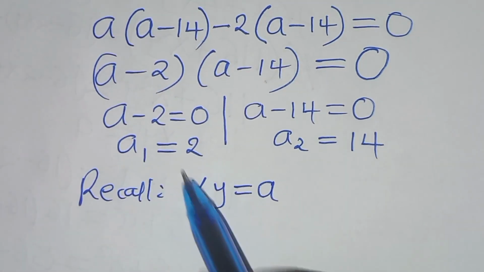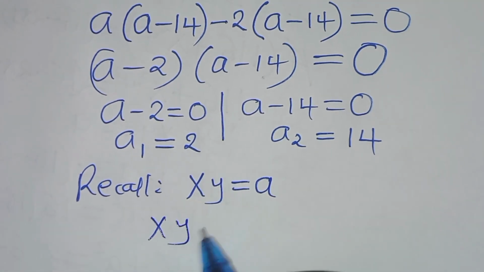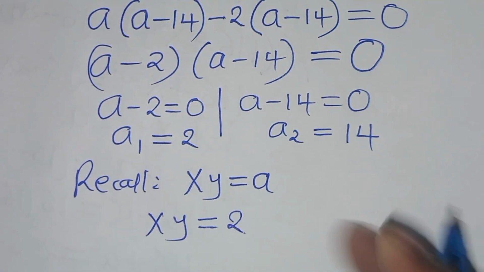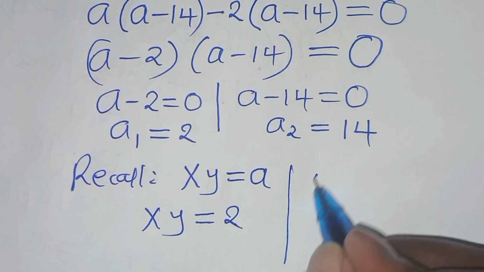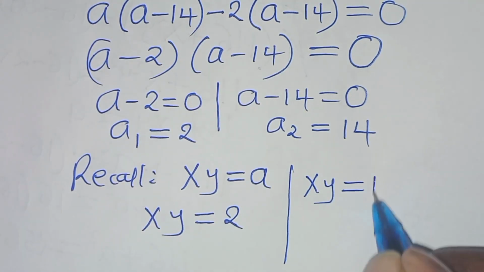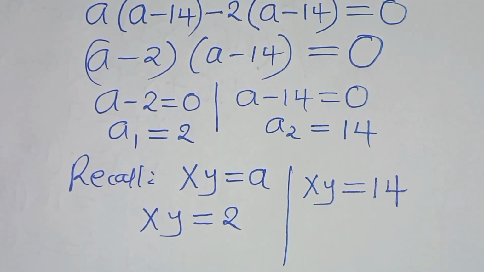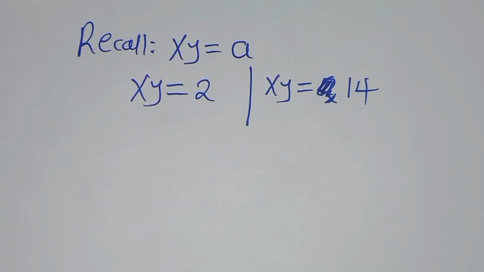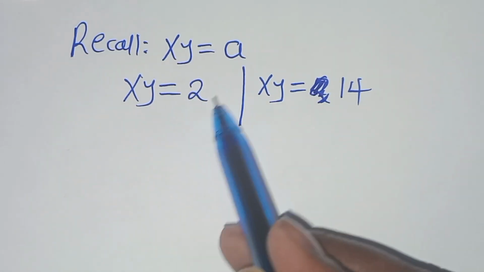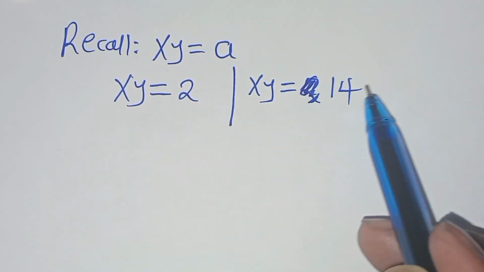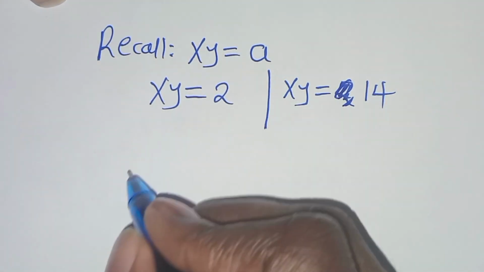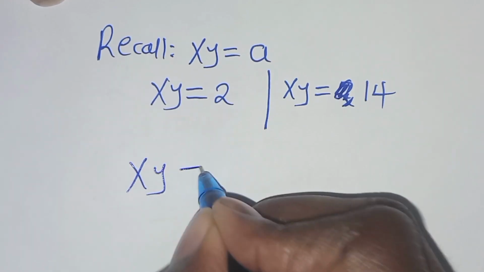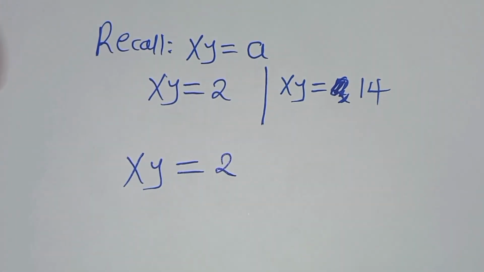So starting with a1, we have that xy is equal to 2. And the other side here, a2, we have that xy is equal to 14. Now we have xy is equal to 2 and xy is equal to 14. Let's start with xy is equal to 2. So we have xy is equal to 2.